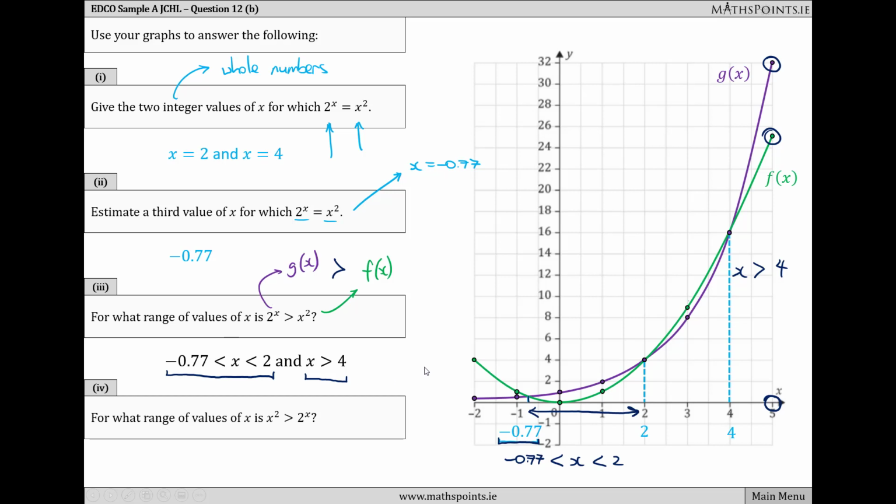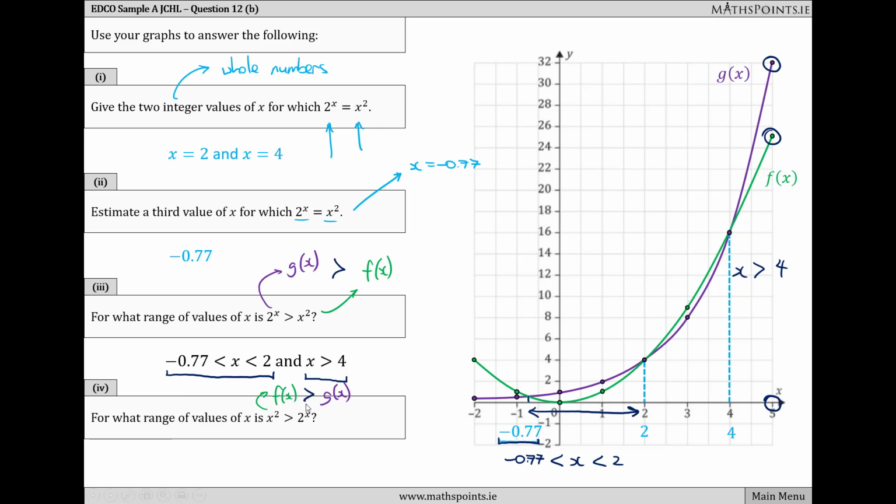The fourth part of the question just asks the reverse. For what range of values of x is x squared greater than 2 to the power of x? So here they're asking, where is the f of x function greater or giving higher values than the g of x function? So for what values of x?